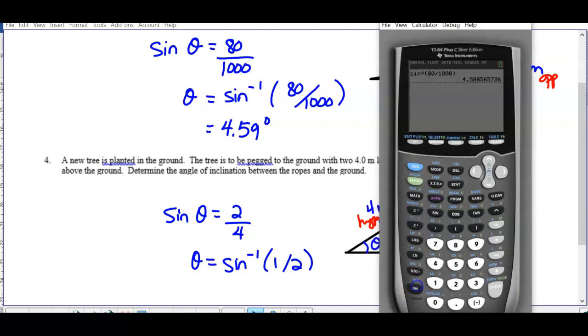So second sine, 1 divided by 2, and that's 30 degrees.